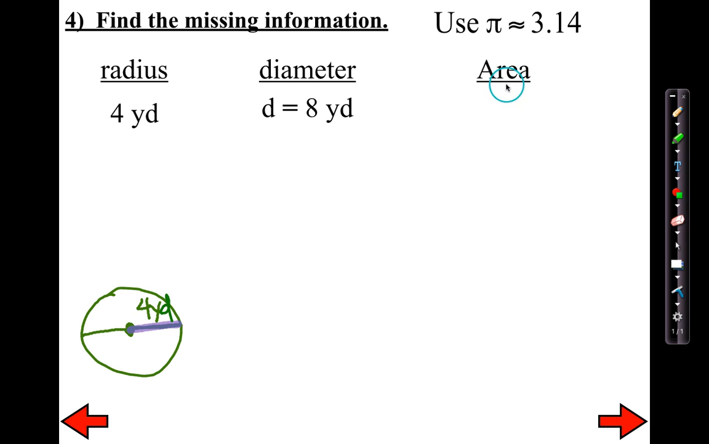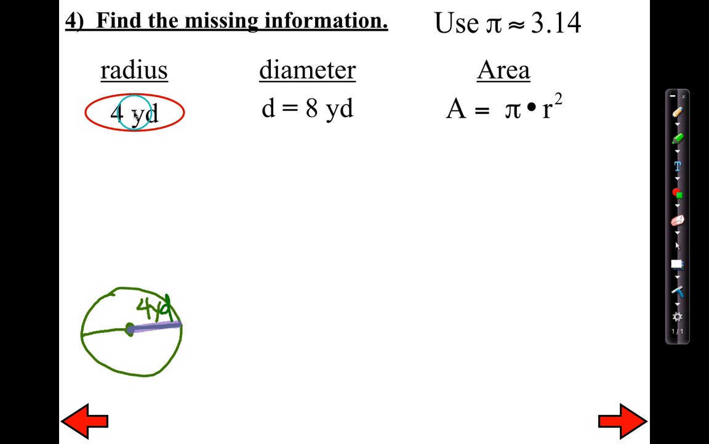Now for the area, how do we find the area? Well, first let's write down the formula. The formula for finding the area of a circle is pi times r squared, r being the radius.